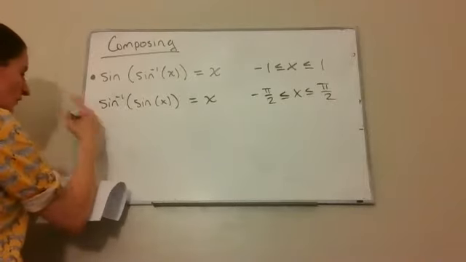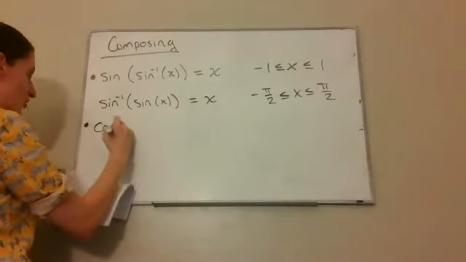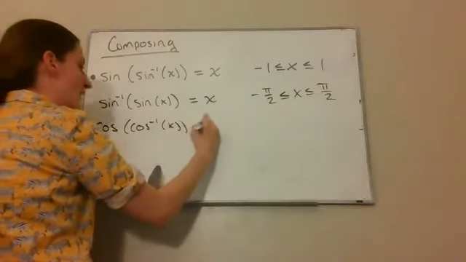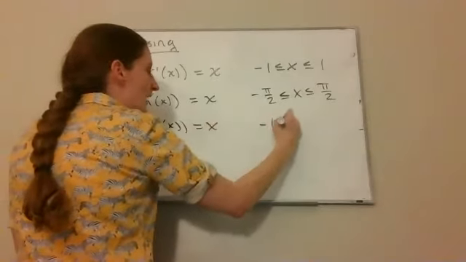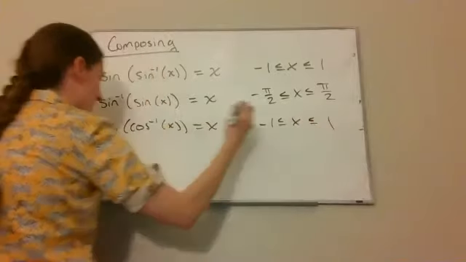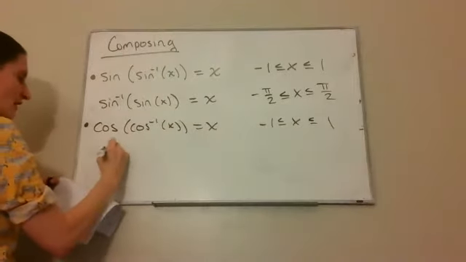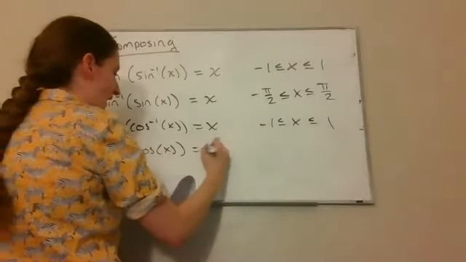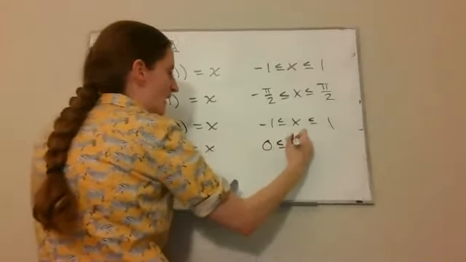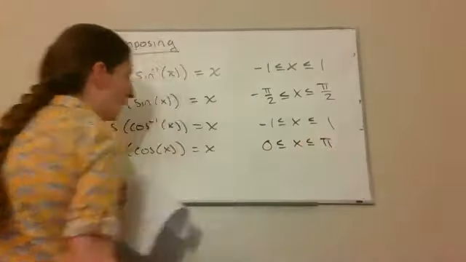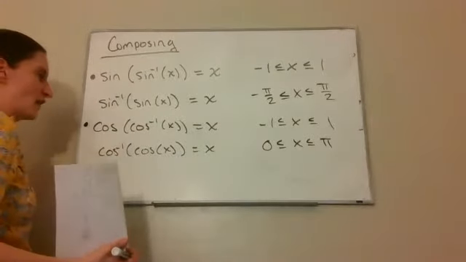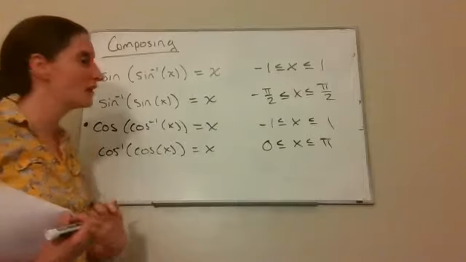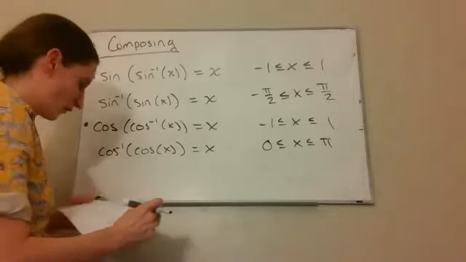This works with all of our inverse trig function relationships. So I have cosine inverse x is x if x is between -1 and 1, and cosine inverse of cosine of x is x if x is between 0 and pi. So again, this is just based on the restricted domain for our restricted trig functions and the domains of our inverse trig functions.